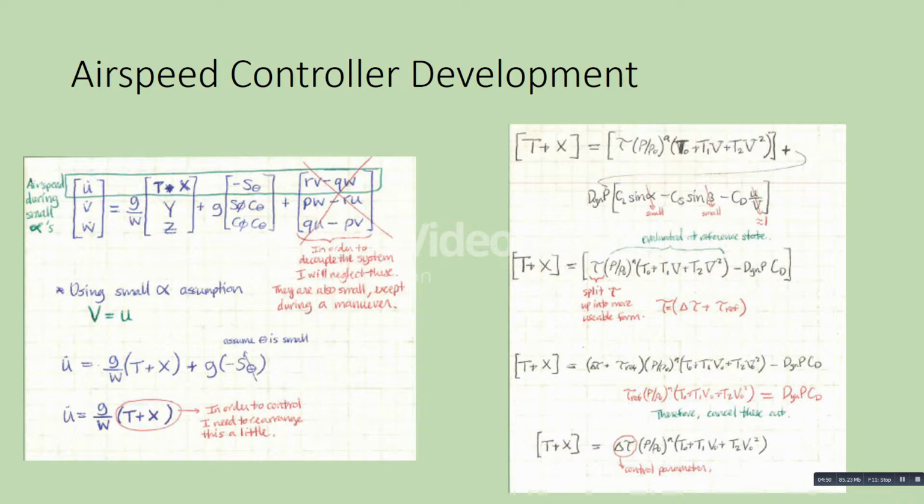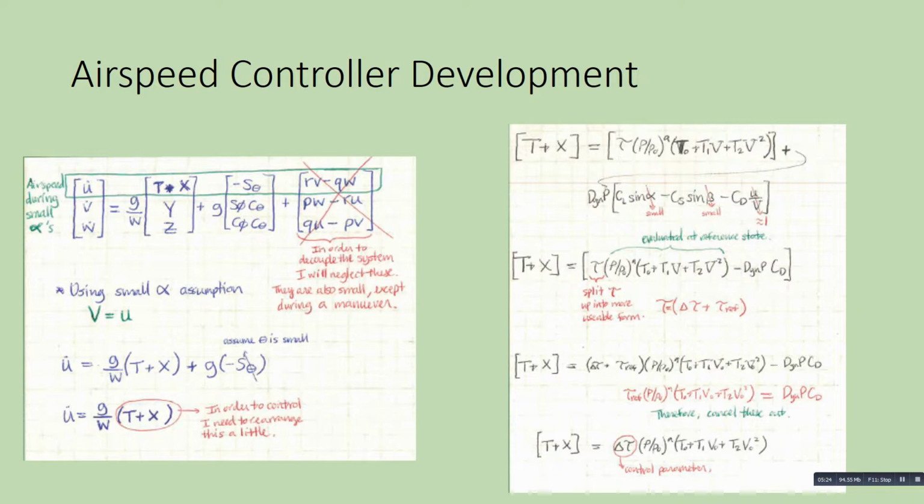Next, I'm assuming that alpha is going to be small, so I can just use V and U interchangeably. Next, I'm going to assume that theta is small. That's the elevation angle, so that's how high I'm pointed above the horizon, how much I'm climbing. I'm going to assume that's small, so that just turns into theta, but it can also be neglected because it is so small. That gives me u dot equals g over V times T plus X.